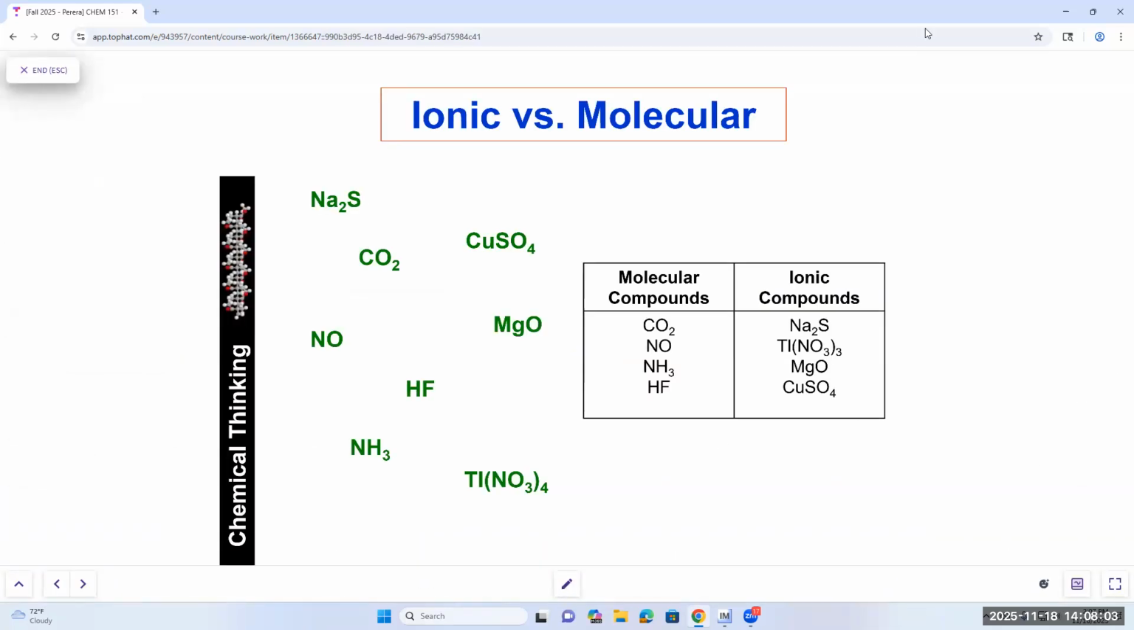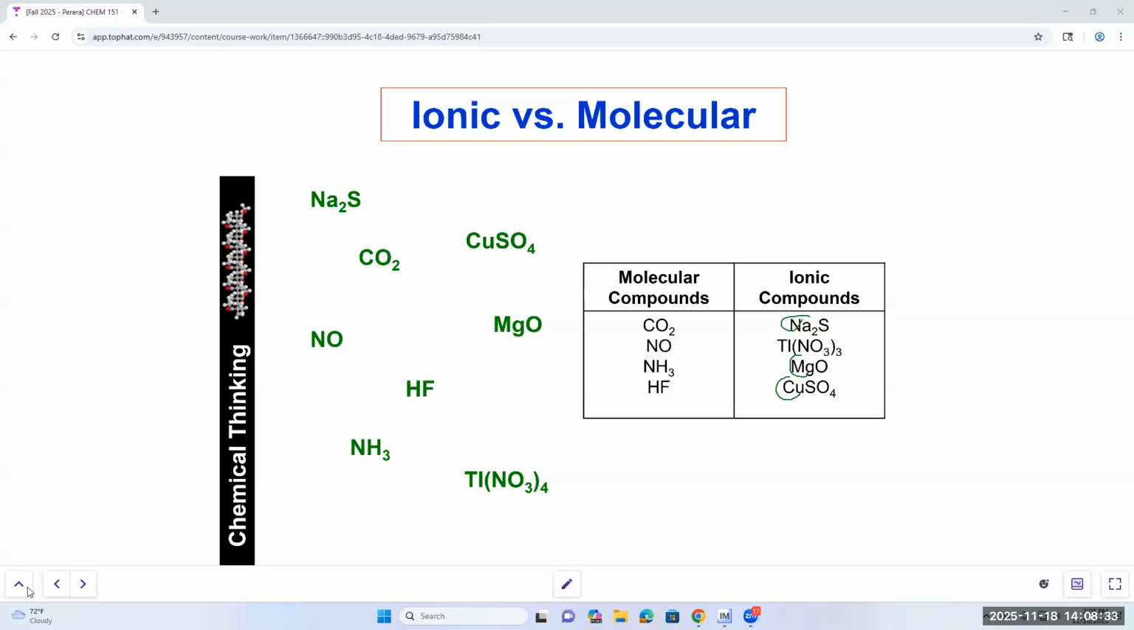If your compound contains a metallic element like, say, sodium or titanium or magnesium or copper, chances are you are dealing with an ionic compound. On the other hand, if you look at the molecular compounds, they are only made of non-metallic elements. Now, here's the thing. I know that some of us need a refresher on how to identify metallic versus non-metallic elements. The good thing is it's really, really easy.